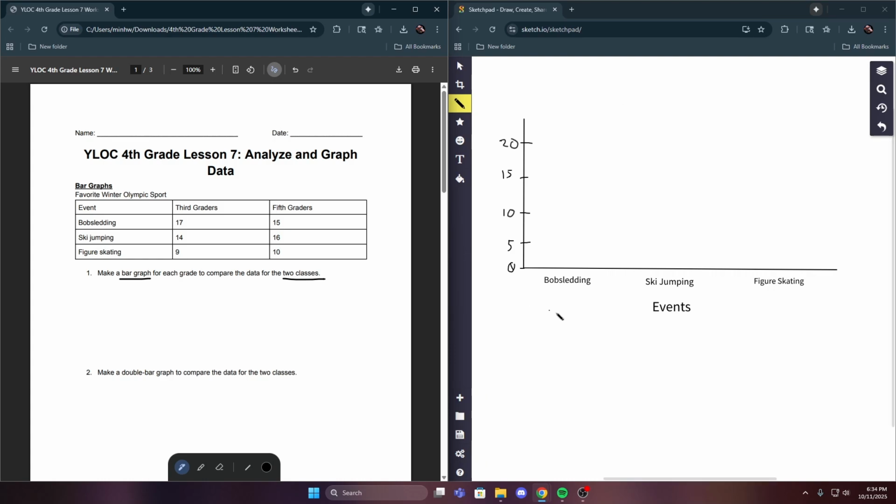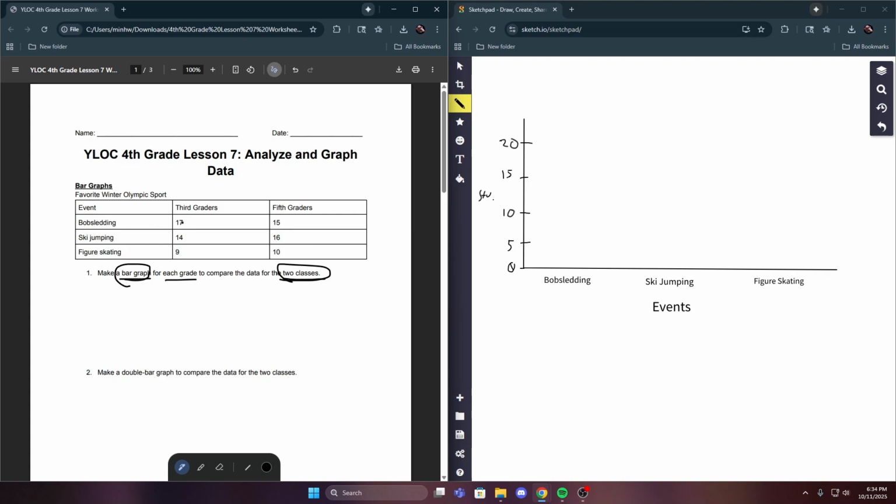Now I've already set up a part of the bar graph, and that is I set up what events are happening here, which is bobsledding, ski jumping, figure skating. And I also have the scale on this left side, which indicates the amount of third graders or fifth graders. So in this case, I did not write it out, but it will be students. Let's just abbreviate. And now they want us to make two separate bar graphs here for each grade. So let's just start with third graders.